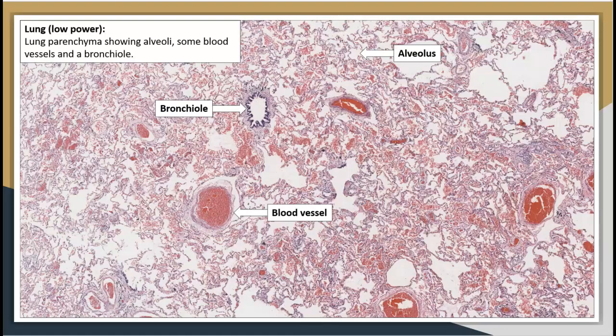For histology, the pathologist looks for 5 major cell types: the ciliated cells, goblet cells, basal cells, brush cells, and neuroendocrine cells. This image, however, at low power, is of the lung parenchyma, and it shows the alveoli, blood vessels, and bronchioles, and each of those are labeled as necessary.